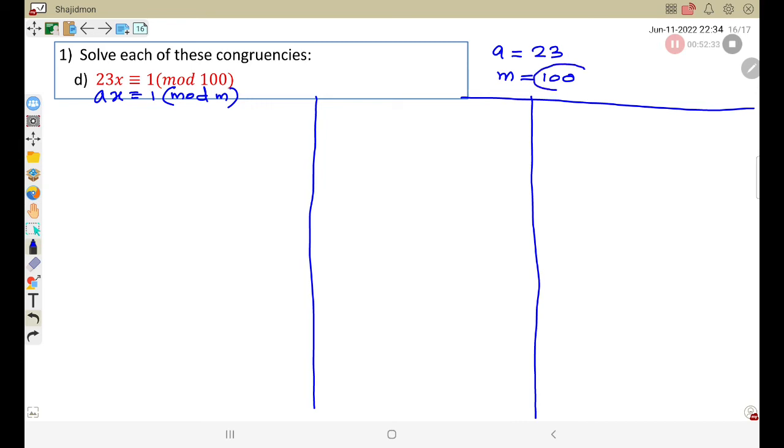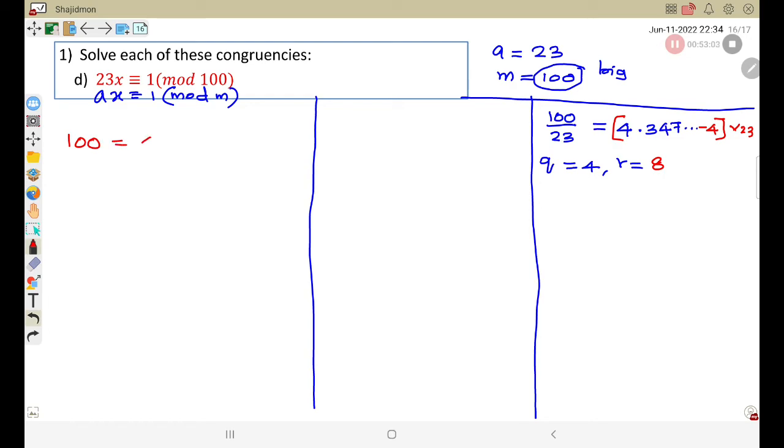So 100 is the bigger number. So 100 divided by 23 first. That is 4.347, you will get it. So quotient equals 4. When we are calculating the remainder, opposite of the quotient, minus 4, multiply 23, you will get 8. So we can write 100 equals 4 times, quotient is 4, times divisor number 23, plus 8.